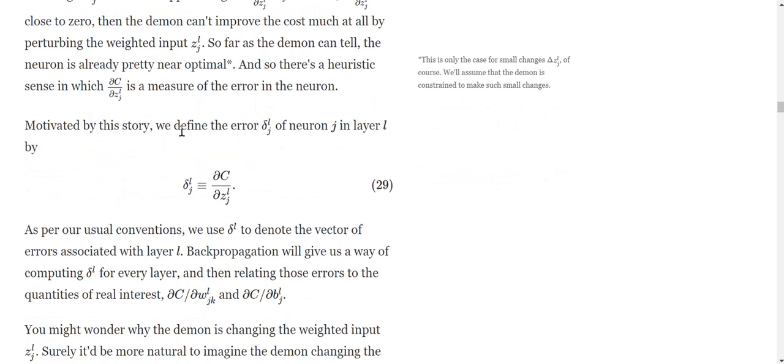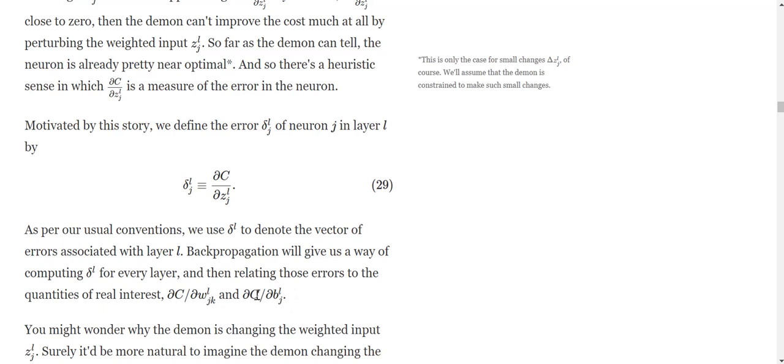Okay, so motivated by this story, we defined the error delta JL of the neuron J in layer L by this term, which was the error in context of the daemon. As per our usual conventions, we use delta L to denote the vector of errors associated with layer L. So the first entry will be the error associated with the first neuron of layer L, then the second, then the third, and so on. Backpropagation will give us a way of computing delta L for every layer and then relating those errors to the quantities of real interest. So the partial derivative of C with respect to WJKL and the partial derivative of C with respect to BJL.